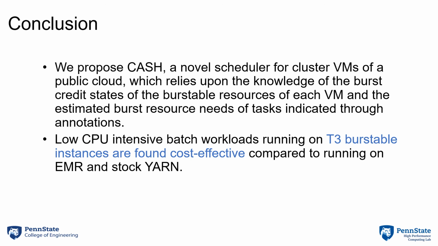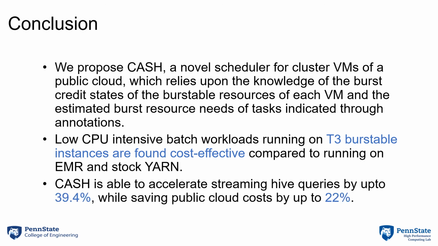Low CPU intensive batch workloads, which run on T3 burstable instances, were found to be more cost effective compared to running on Elastic MapReduce and stock Yarn. And cache is able to accelerate streaming Hive queries by up to almost 40%. This leads to a direct public cloud savings of up to 22%.